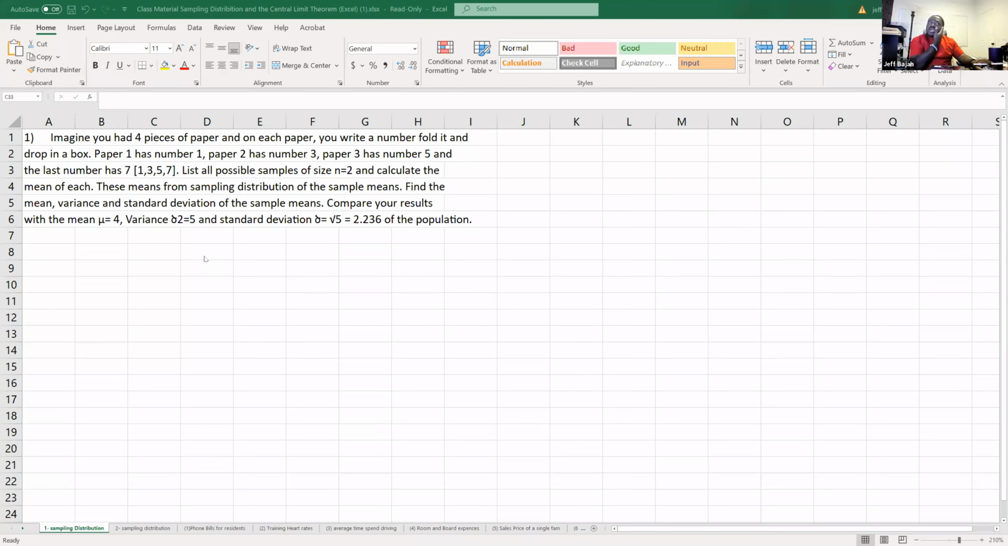So what we're going to do right now is test and see if that theory holds true, right? And so we're going to come up with a population. So look at this example. It says imagine you had 4 pieces of paper, and on each paper you write a name, fold it, and drop it in a box. Paper 1 has 1 on the paper. So you have 4 papers. So let's do that. Let me show you that.